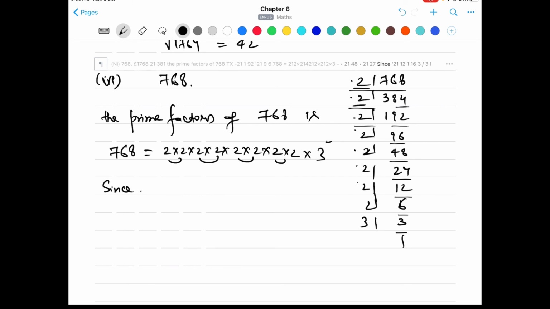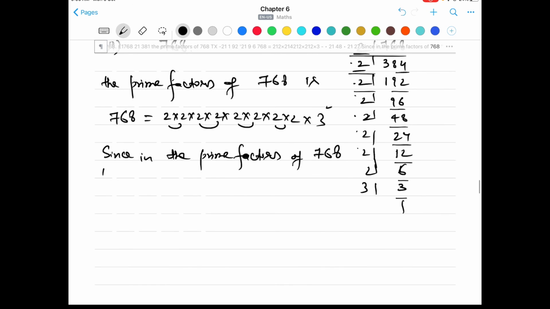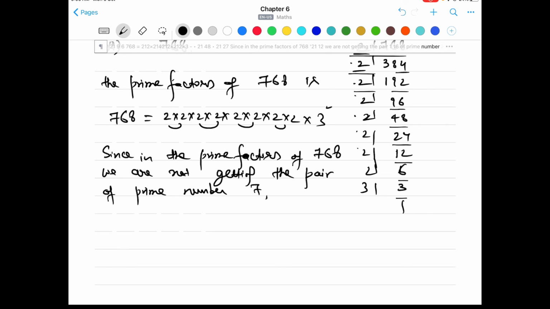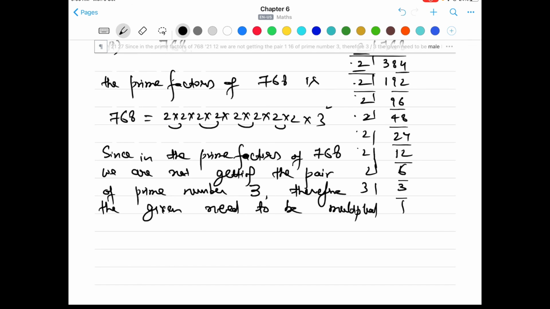So we'll write: since in the prime factors of 768 we are not getting a pair of prime number 3, therefore the given number needs to be multiplied by 3 to make it a perfect square number.